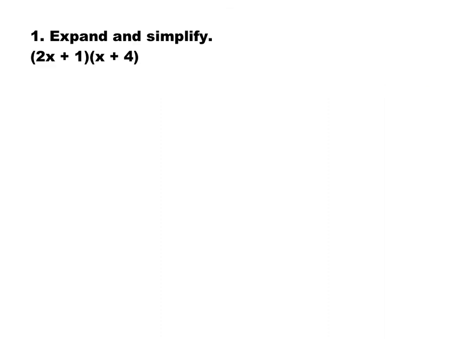In the first example, we are supposed to expand 2x plus 1 times x plus 4. So again, I'm going to write 2x plus 1 times x plus 4. Now I'm going to draw arrows from every term in the first bracket to every term in the second bracket. So starting with term 1 in the first bracket, one arrow goes to the first term of the second bracket and another arrow goes to the second term.